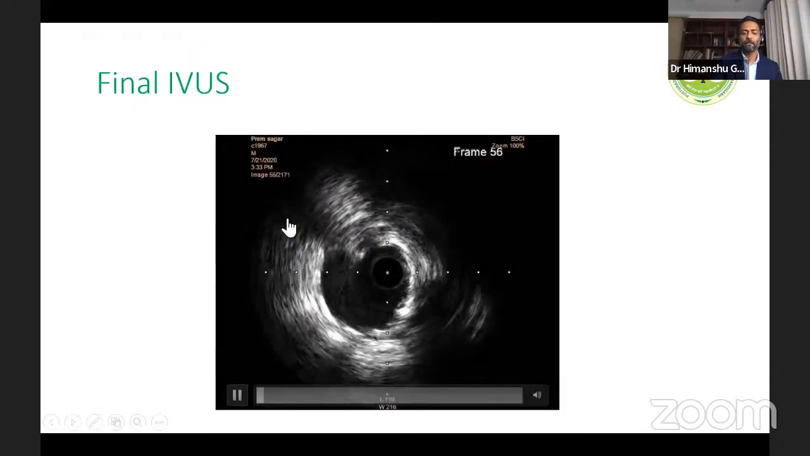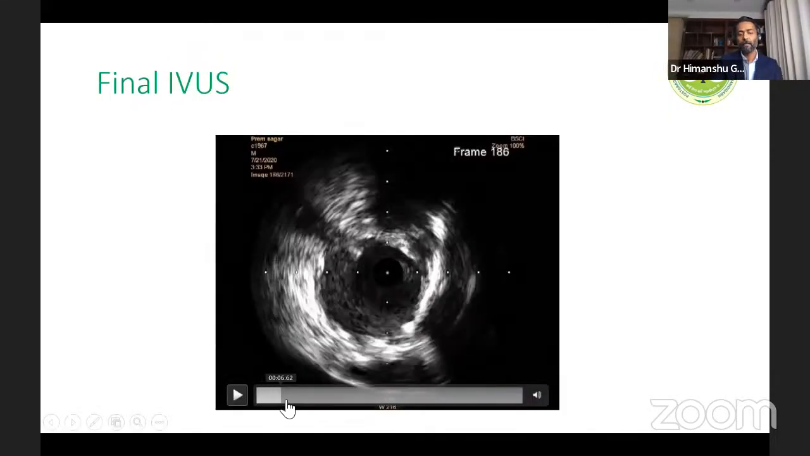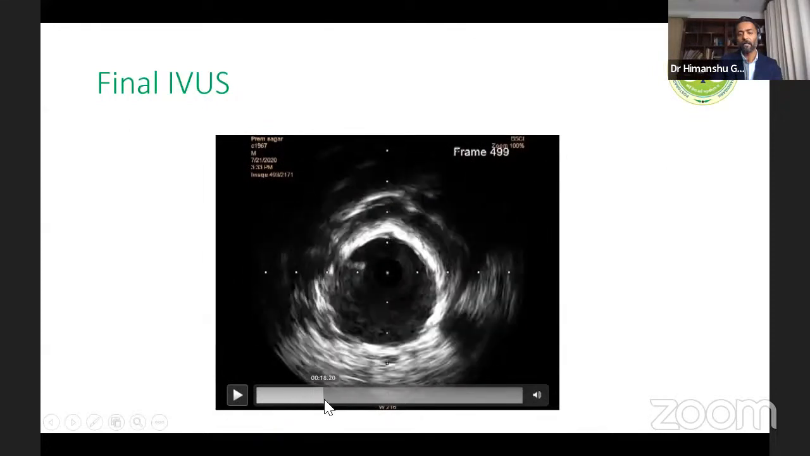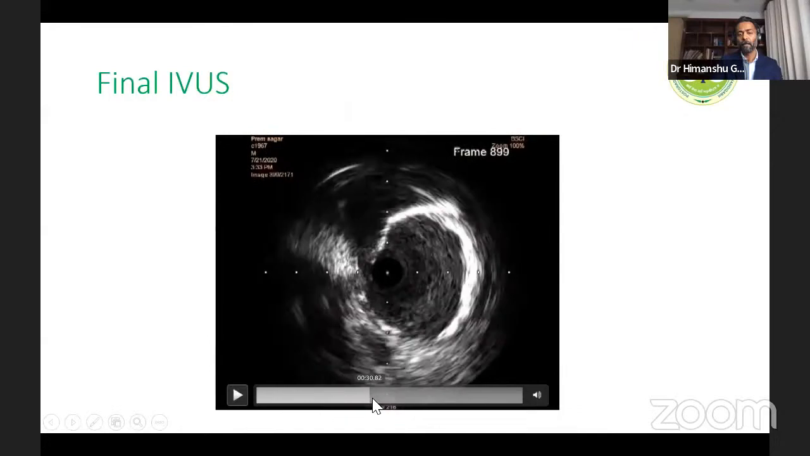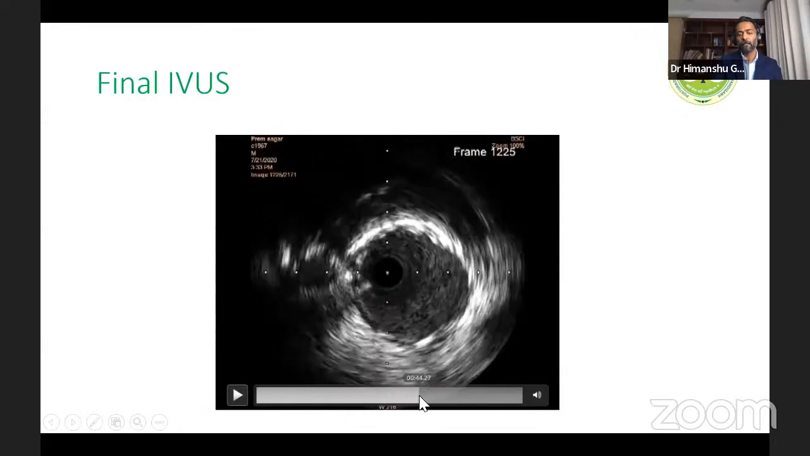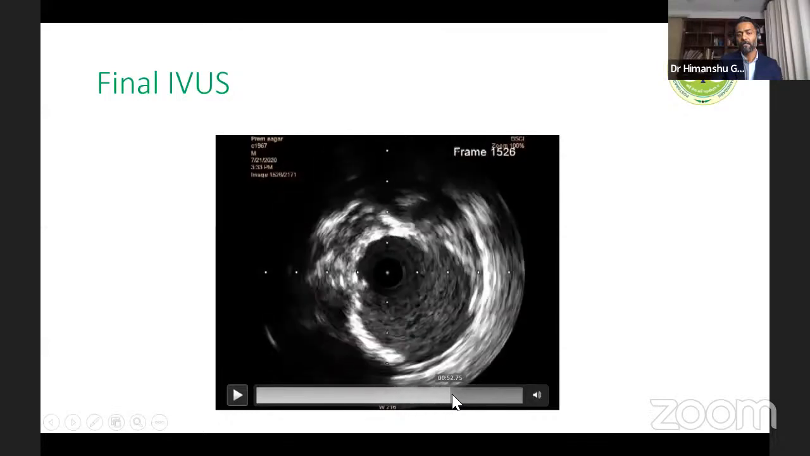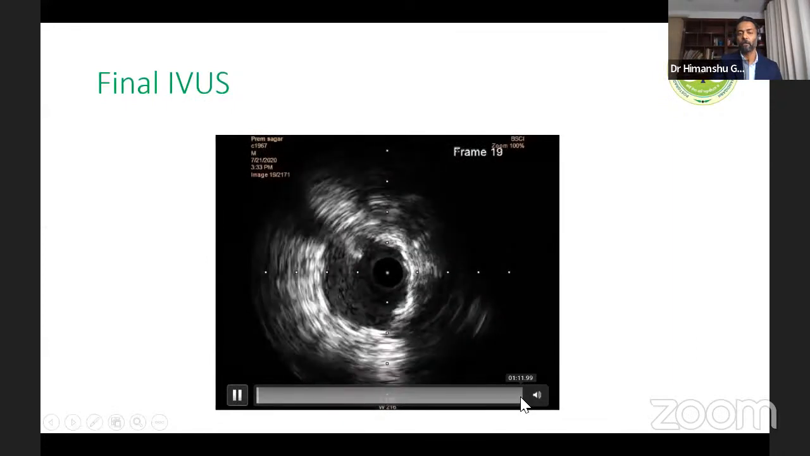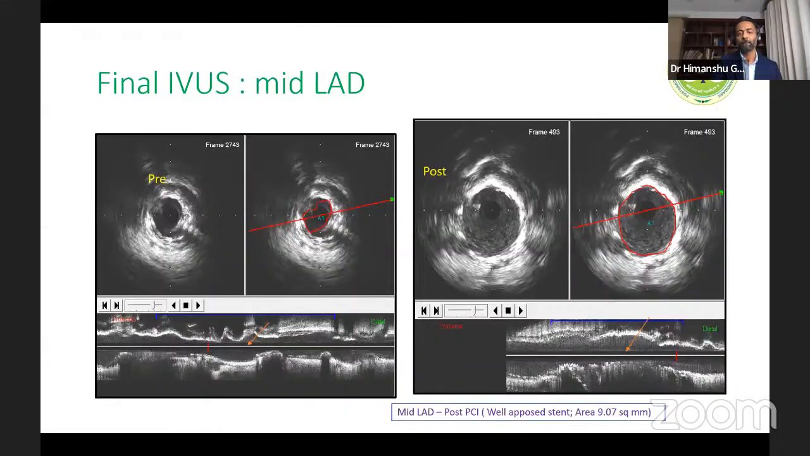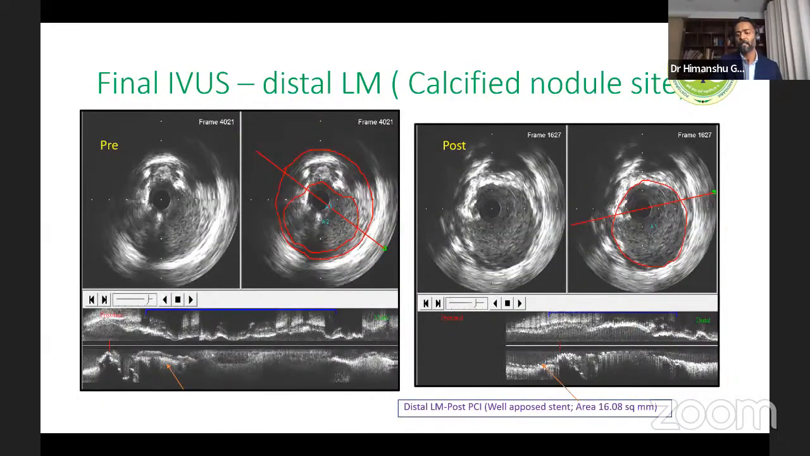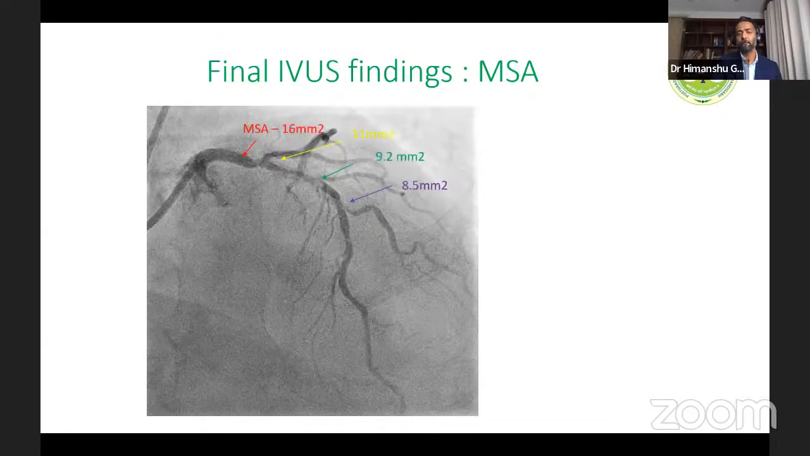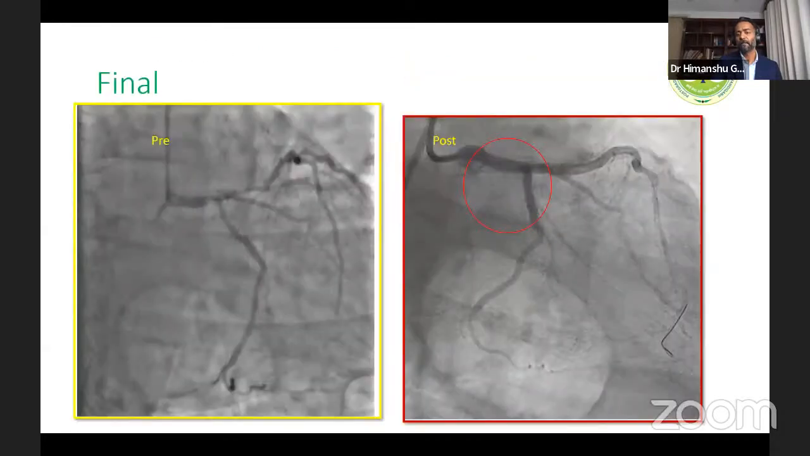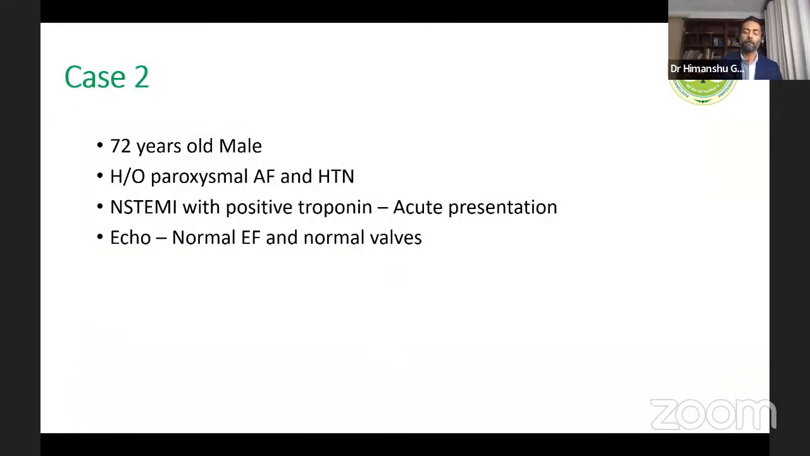If you look at the final IVUS, I'll just go quickly in the IVUS. You see very well expanded circular stent in the proximal LED up to the left main. I'll not go into the circumflex or the bifurcation part of it, but you can see that the stent is very circular and very well expanded, as you would expect in circular calcium after use of a rotablator in combination with the IVL. So we got very good stent areas, about 9 millimeter square in the mid LED, and about 16 millimeter square in the left main. So this patient did really well with a combination of what we call rotatripsy. But what we learned from this case is what we applied in the next.